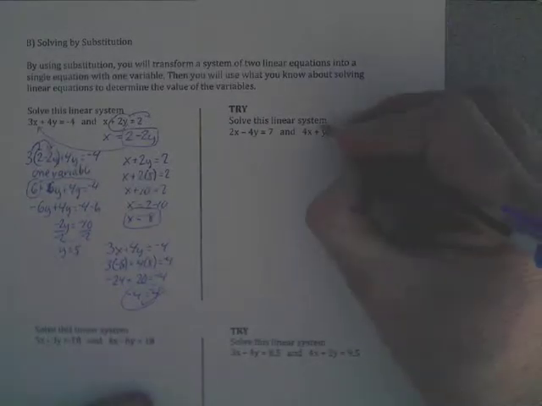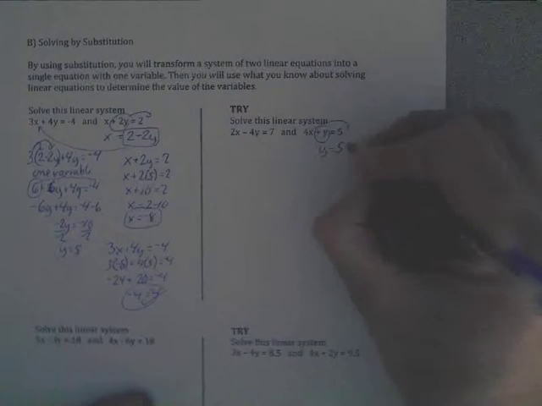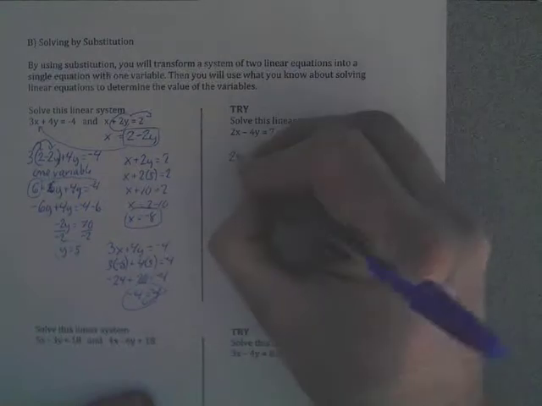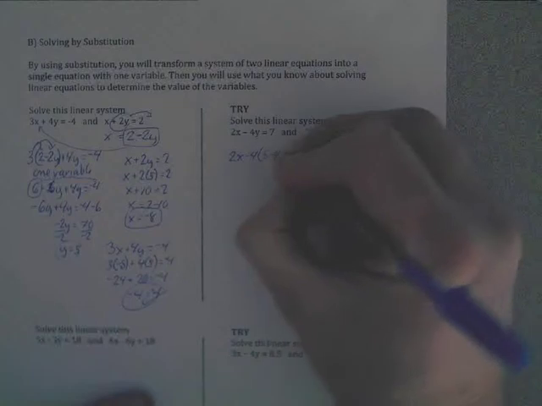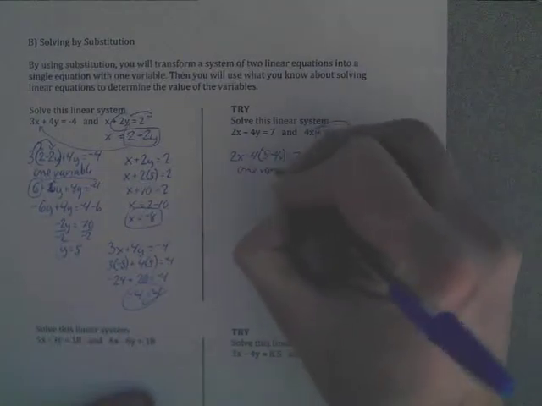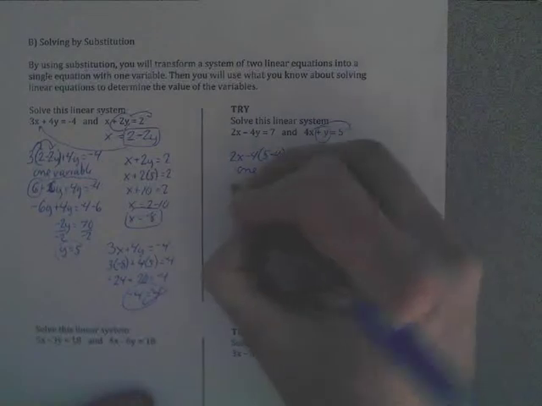So once again, y is by itself here, so I'm going to bring the 4x over, so I get y is equal to 5 minus 4x. I then plug it in: 2x minus 4 times (5 minus 4x) is equal to 7. So once again, one variable. I can go ahead and solve it now.